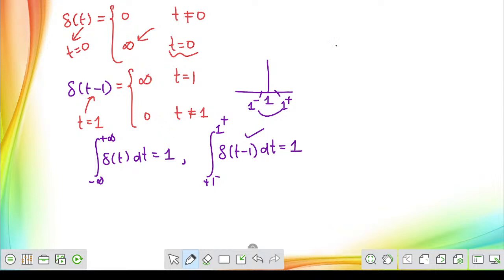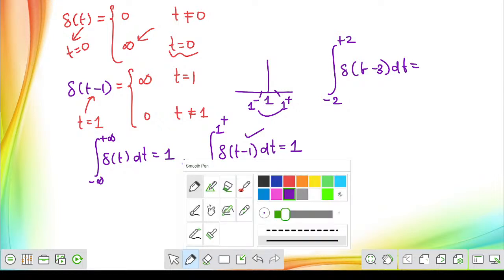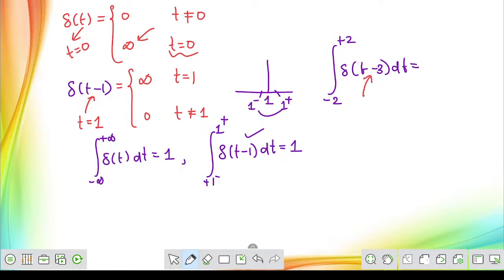Sometimes they will give the limits from minus 2 to plus 2, whereas internally the integrand is del of t minus 3 into dt. What will be its value, sir? Is it 1? No, this value will be 0. Why? Because if you observe the location of the signal, del of t minus 3 lies at t equal to 3, whereas they are integrating from minus 2 to plus 2. So t equal to 3 is not covered under this area. So the resultant answer will be 0 because del of t minus 3 does not lie under the given area. That is another most important property of the impulse signal that you must keep in mind.